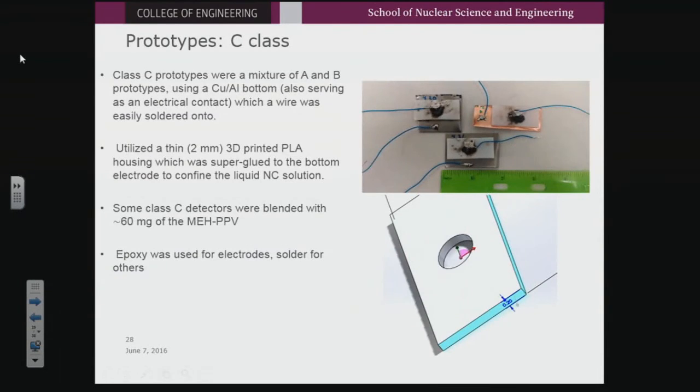Third time is the charm. We have the C-class prototypes. So it's a mixture of A and B prototypes. So we used copper and aluminum on the bottom, which was very easy to solder onto. And then we used this type of housing to sort of structurally confine the nanocrystal liquid as it dried. And so we superglued that to either one of the bottom metal contacts. Some Class C detectors were blended with 60 milligrams of that conducting polymer I talked about. And so we used epoxy for some of the electrical connections and solder for some of the others.